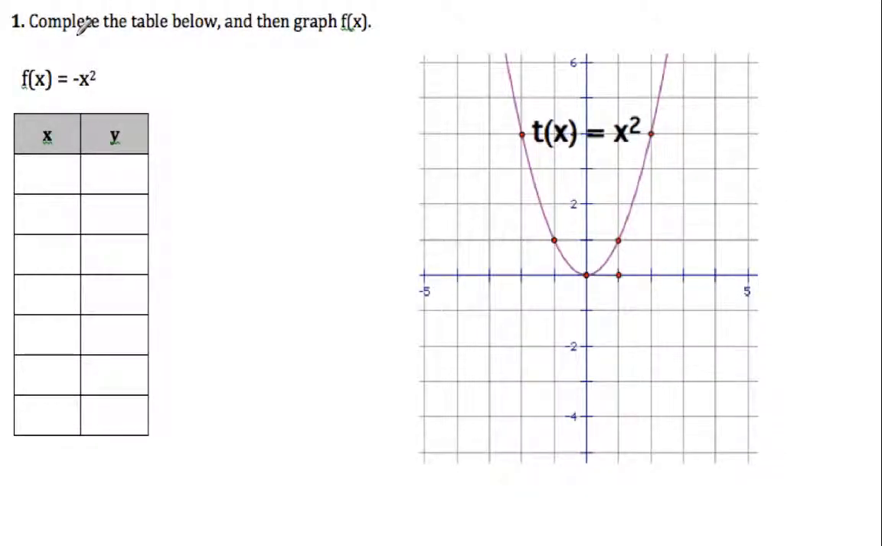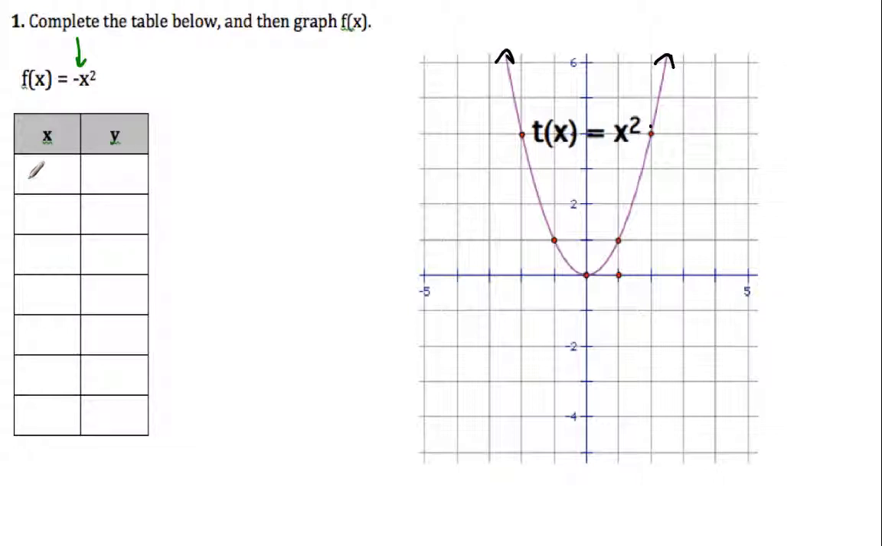In this lesson, we're going to look at what happens when there's a negative and how that affects the transformations. Okay, so here's f of x is x squared. This is our parent function, right? It goes over 1, up 1, over 2, up 4, over 3, up 9. Okay, so let's graph negative x squared and see what's going on.